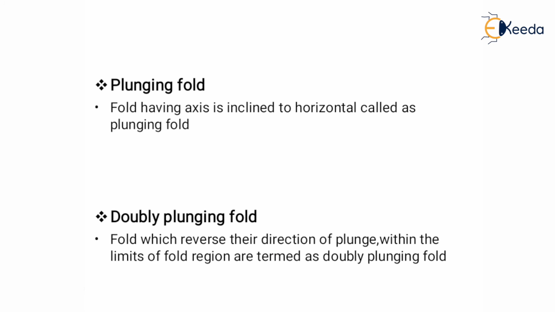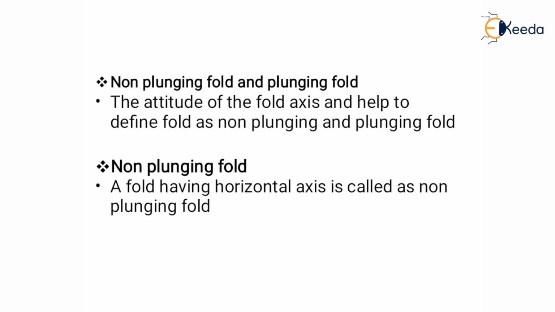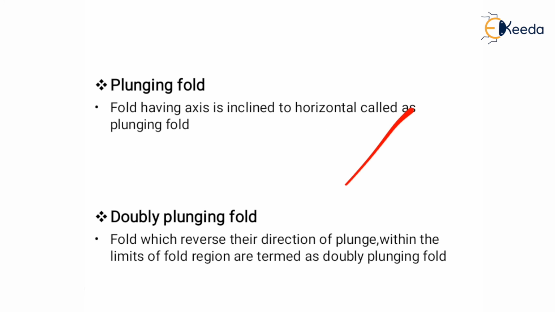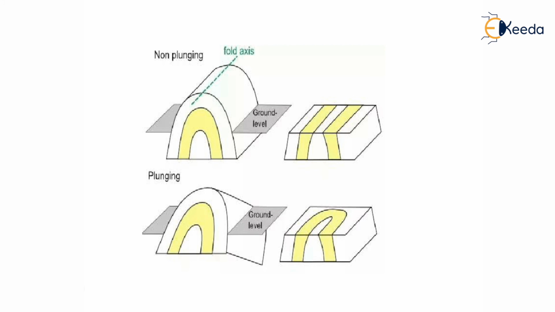Then a plunging fold has an axis inclined to the horizontal. A fold having an inclined axis is called a plunging fold. Doubly plunging fold: a fold which reverses its direction of plunge within the limits of the fold region is termed a doubly plunging fold. See, this is the non-plunging and plunging fold. See, the axis is horizontal, so it doesn't make any angle with the surface, and this is called non-plunging. If the axis is vertical or inclined, then this is called a plunging fold because it makes an angle with the ground level. If the axis is horizontal, then the axis and ground level don't make any angle, and this is called a non-plunging fold.